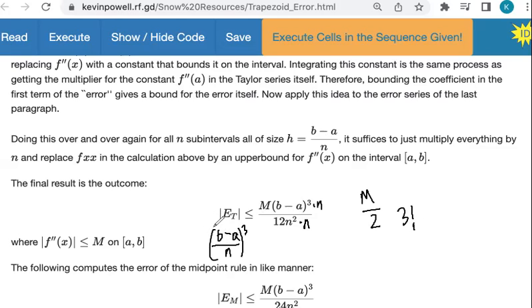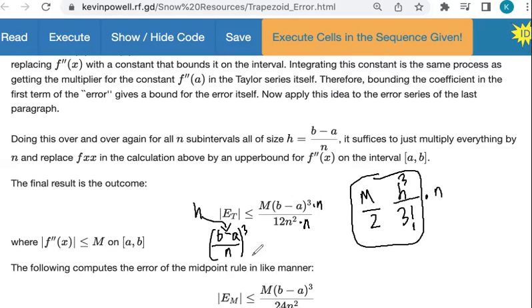I'm just going to call that h. So this right here is going to look like h cubed. So it's kind of like h cubed over 3 factorial, and then you're multiplying by n. It turns out that this part actually is a bound for the error on one subinterval.